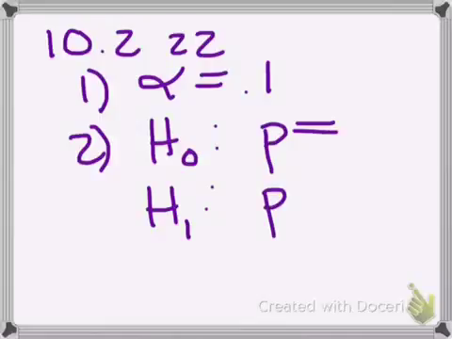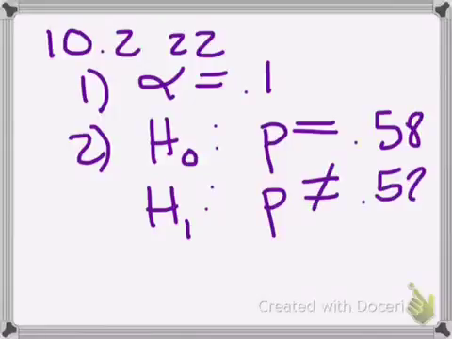We know that H naught is always equal to, and in our case it was 5/8. And our alternative is not equal to 0.58. That means different from. So if it was not different from, it would be the same as, which is equals. So different from is 0.58. That is our claim, so I'm going to put an asterisk by our claim.